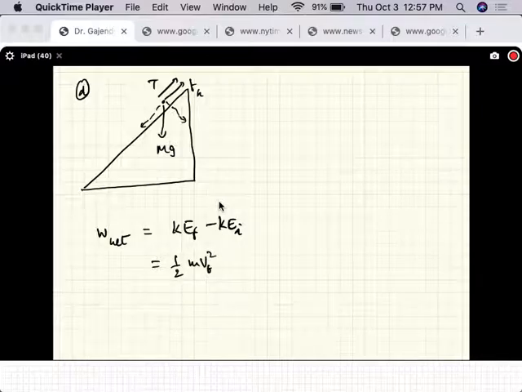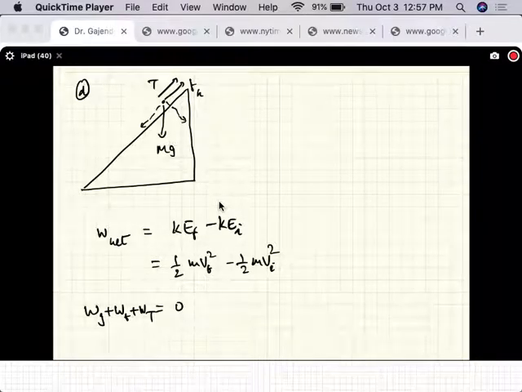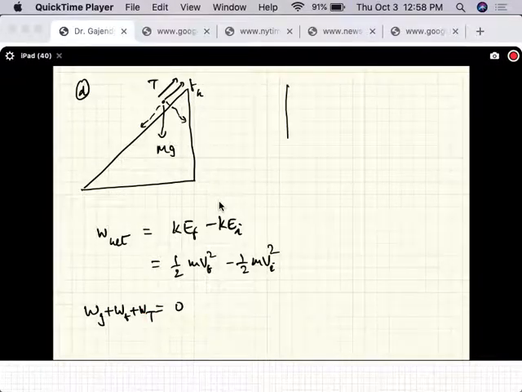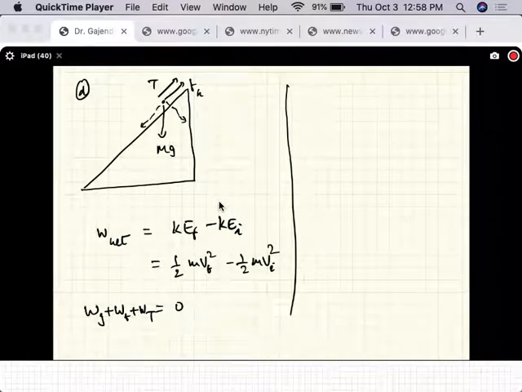One-half m v squared, so I'll write it down just for you, my friend. All right? So v final is v initial, and the change in kinetic energy is equal to 0. So work done by gravity plus work done by friction plus work done by tension should add up to 0. Now, this is just a cross check. We have independently calculated each one of those. So let's add them up.